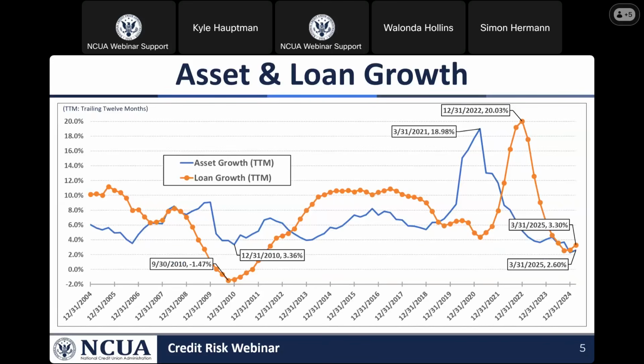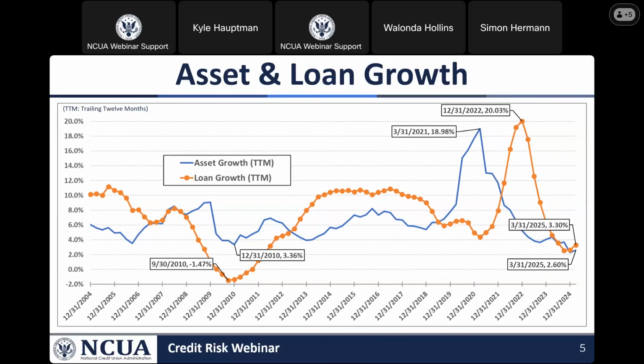This graph shows the rolling 12 months asset growth and loan growth for federally insured credit unions over the past 20 years. You can see significant variability in assets from year to year with the solid blue line through 2019. But the historical range has generally been between 0 and 10% through 2019.